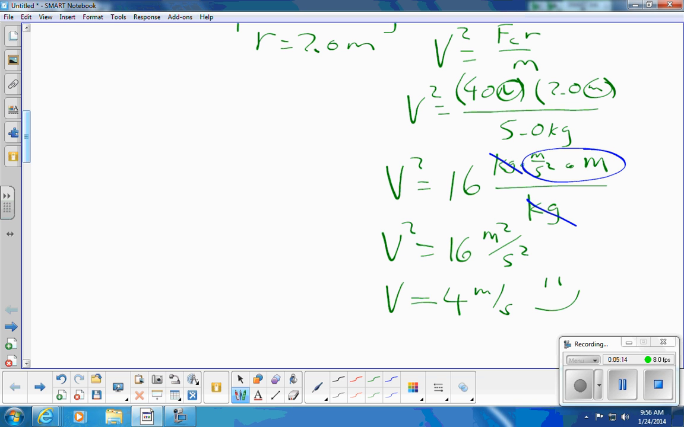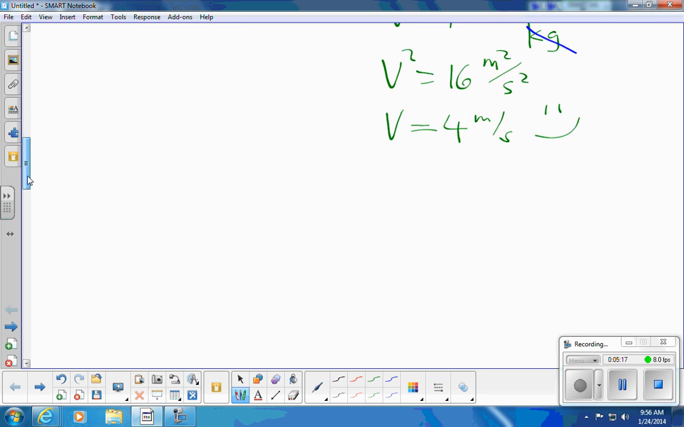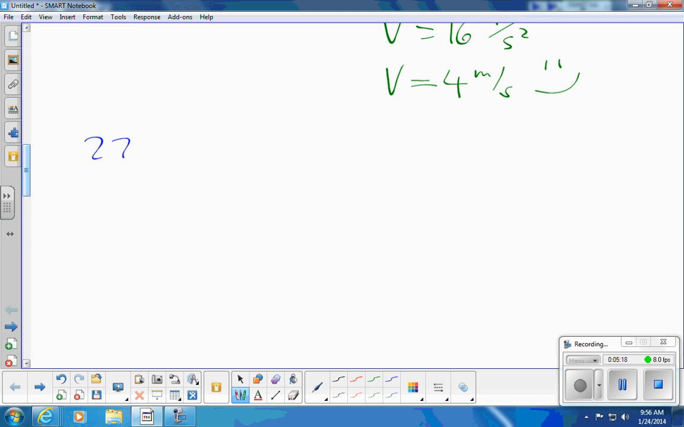Okay, last one, 27. The speed of the car, choice of square, what happened back. Again, I'm going to use the combo form. Fc is mv squared over r.